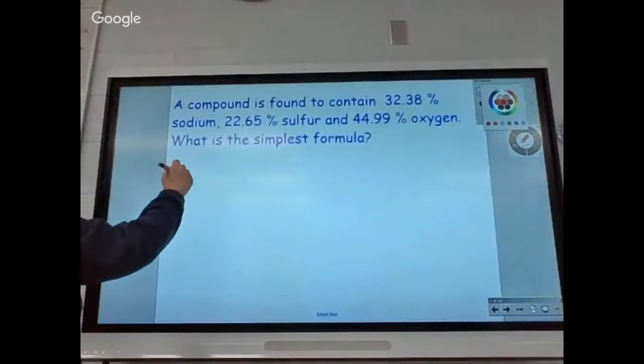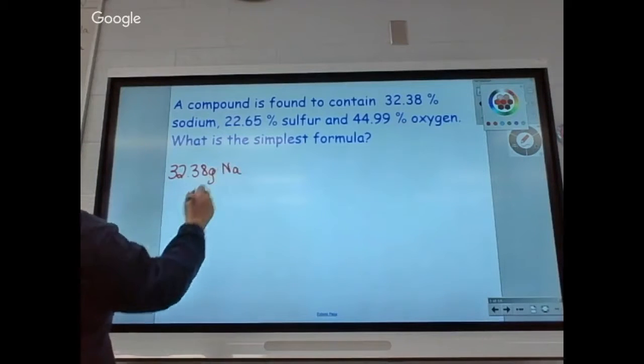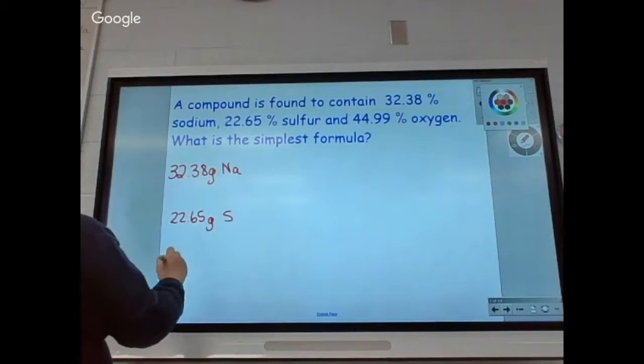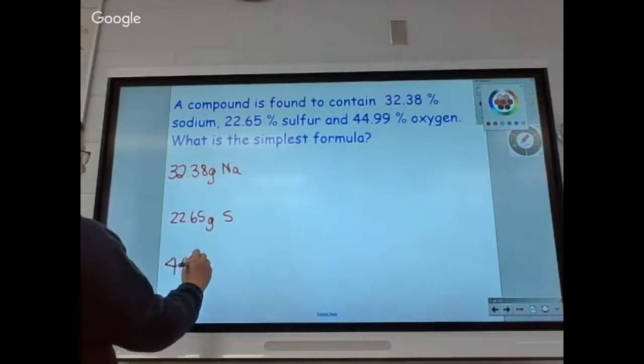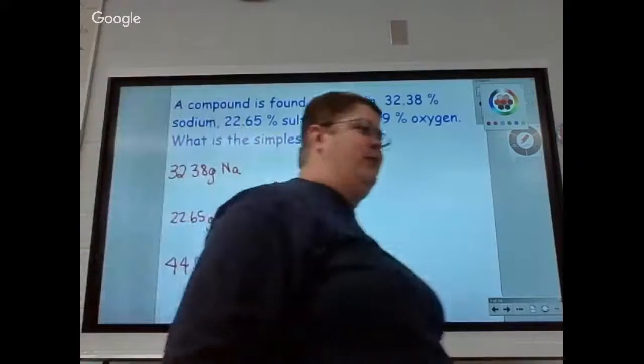So 32.38 grams of Na, 22.65 grams of sulfur, and 44.99 grams of oxygen. So why can I do that? What's the reasoning behind that?